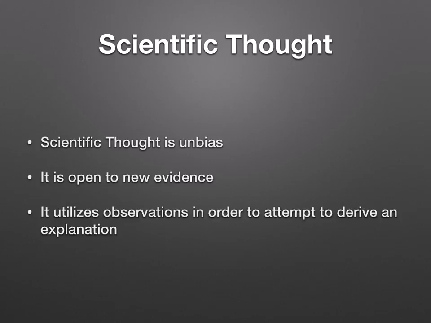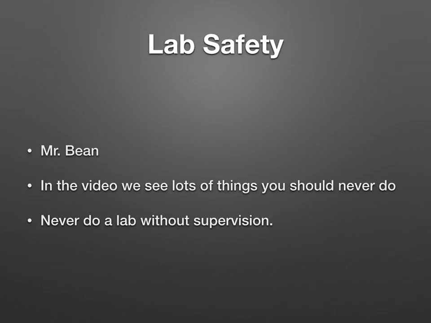Scientific thought is supposed to be unbiased. It's supposed to also be open to new evidence, and it utilizes observations in order to attempt to derive an explanation. Even when they have the explanation, they are still willing to look at new evidence to see if it supports or counters the previous explanation. If it counters it, then they're trying to look at it to see, does it explain something better than the way we have it, or do we put this in the hold stack until we have more evidence?